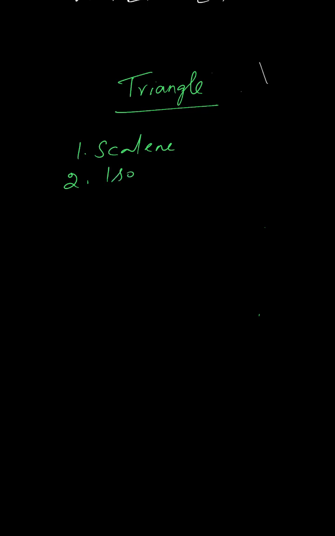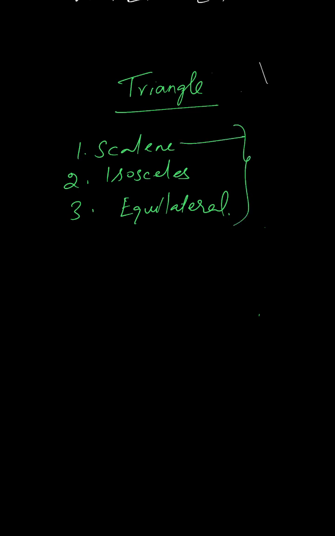So triangles, we know the types of triangles. We have seen triangles in detail in the last class. Scalene triangle, first scalene, second isosceles, third equilateral. Based on sides, scalene means all sides are different, isosceles means two sides are equal, equilateral means three sides are equal. So based on sides, we divide triangles into three categories.